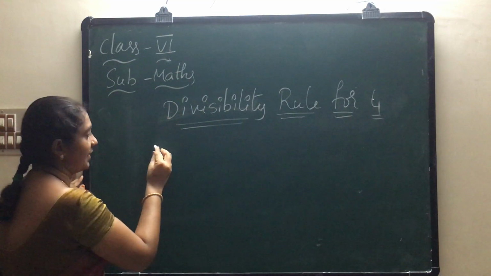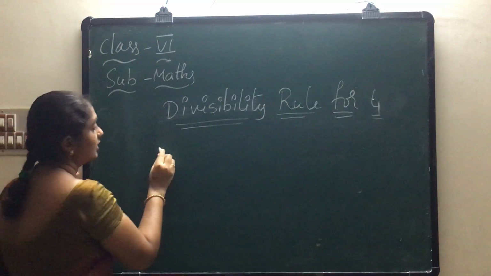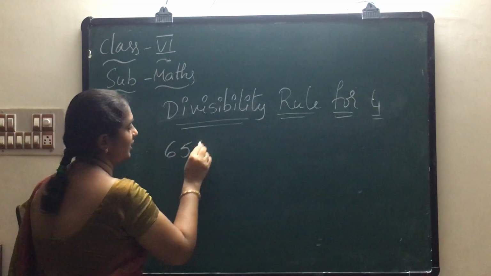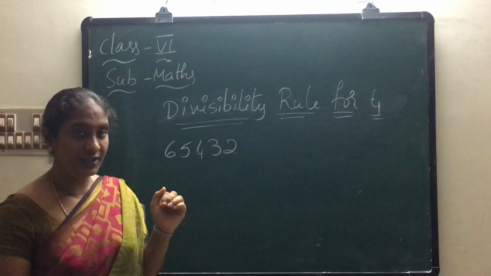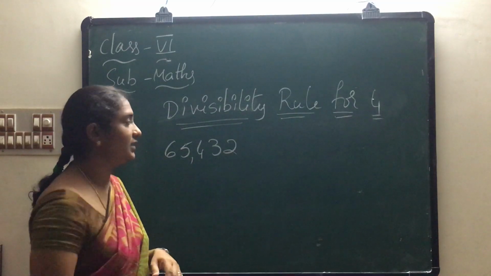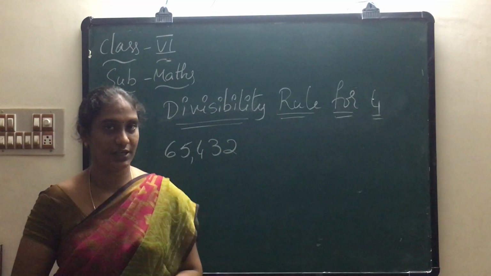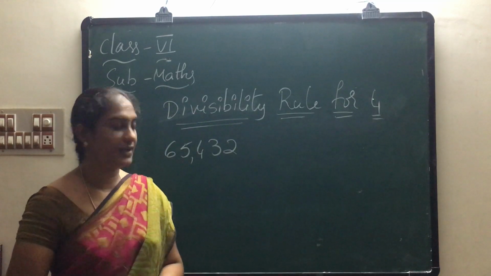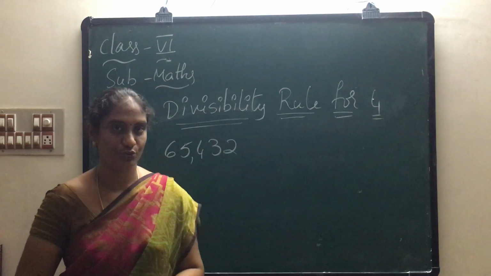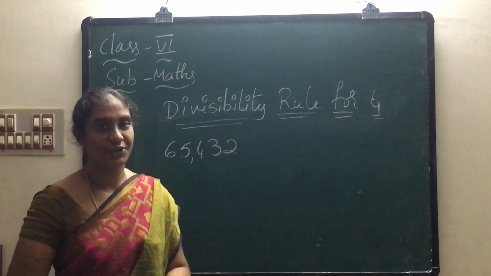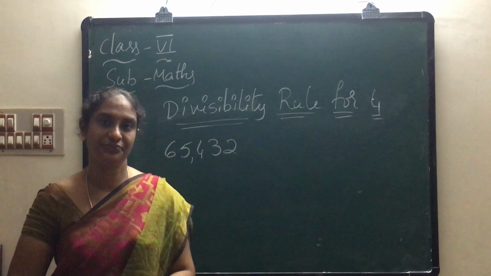See, now I am giving one sum for you. 6, 5, 4, 3, 2. What is the number I gave here? 65,432. Now, for this number we have to find out the divisibility rule for 4.